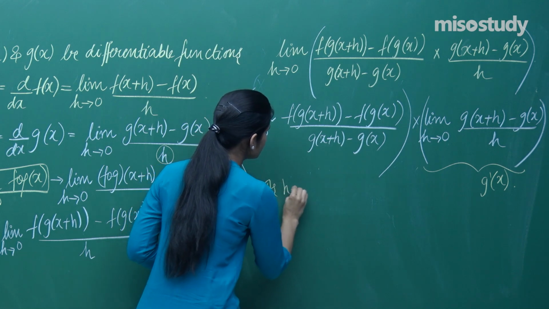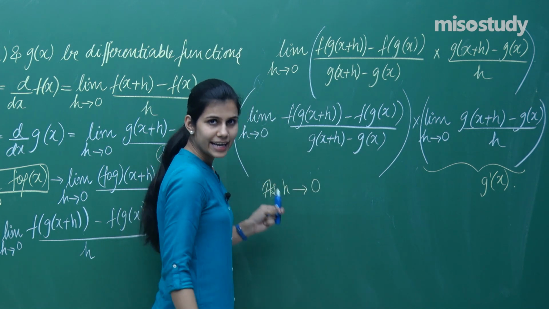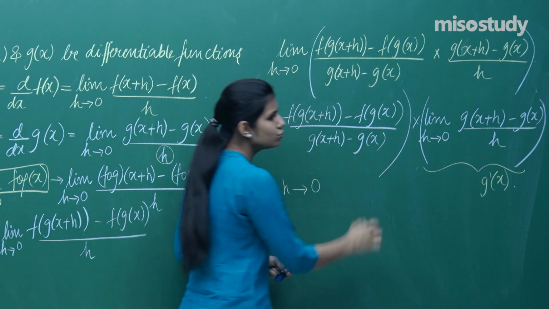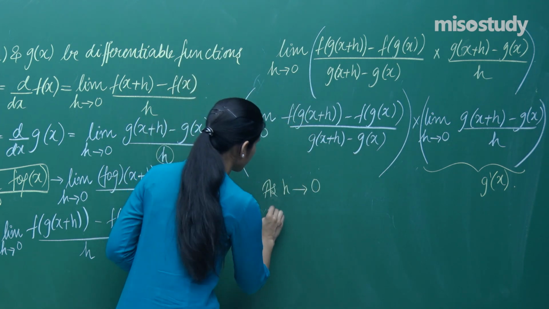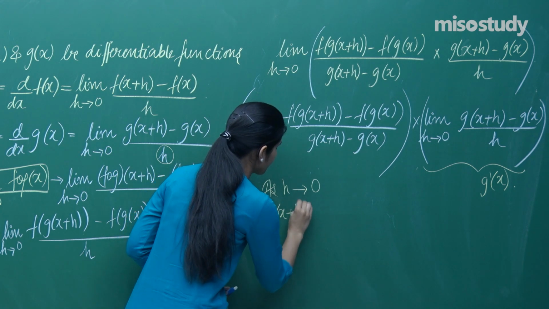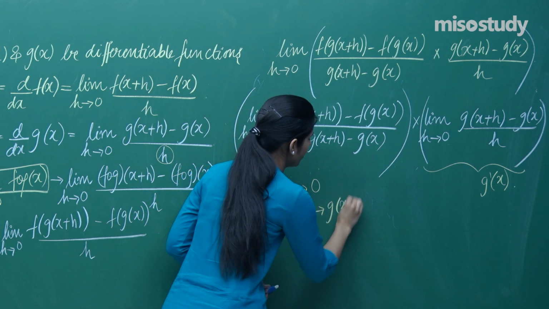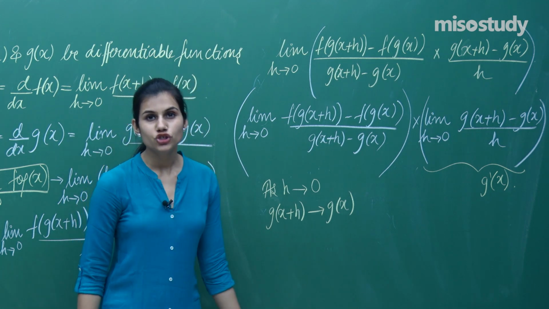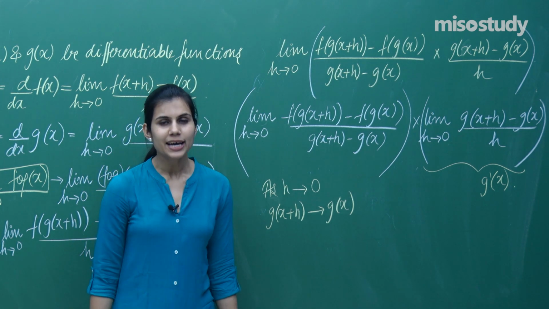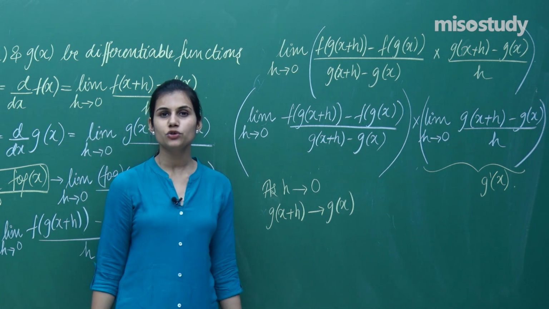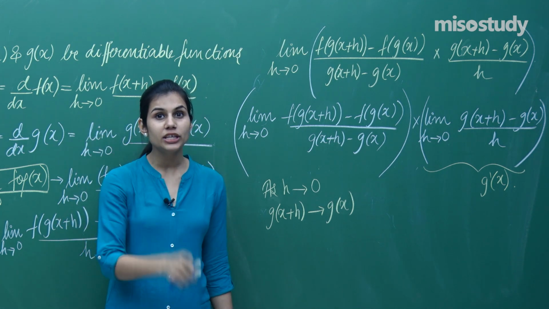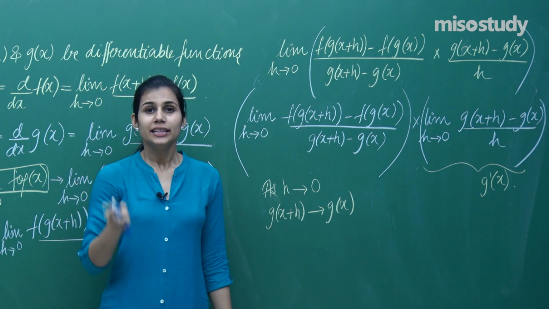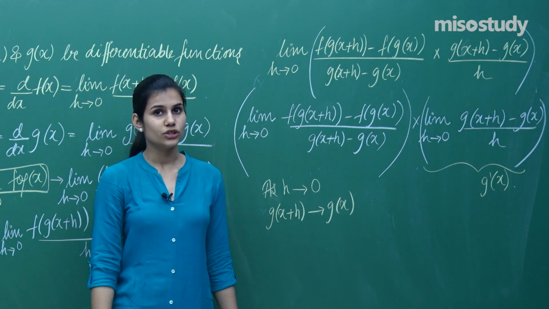if h tends to 0, my claim is g of x plus h is tending to g of x. Why? What is the reason? g is a differentiable function throughout its domain. That means g is a continuous function throughout its domain. Therefore, limit of g is g of limit. That is the best part about continuity, that limit and the continuous function can interchange with each other.